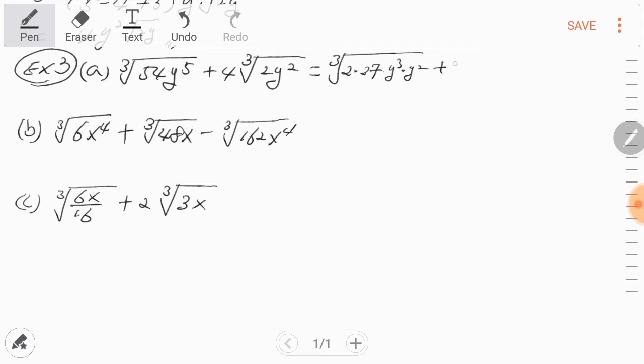Okay, plus 4 times cube root of 2y squared. I don't have enough space. Okay, let me write it here. We know 27 is 3 cubed. So we can take 3 out. And then y cubed, so that we can take y out. Then cube root of 2y squared. So 2y squared stays inside the cube root. And the second expression is the same, unchanged, 2y squared.